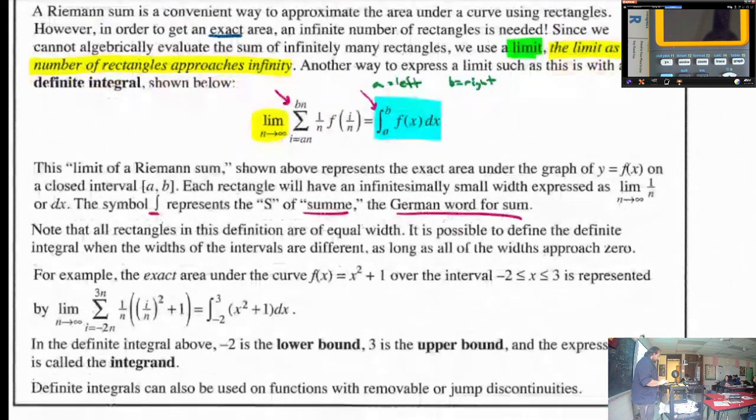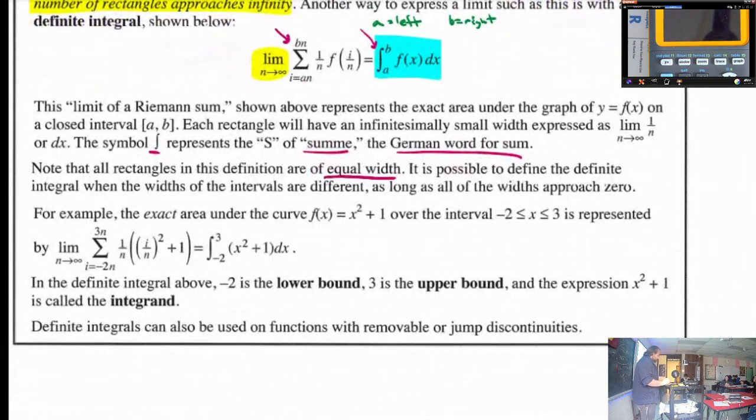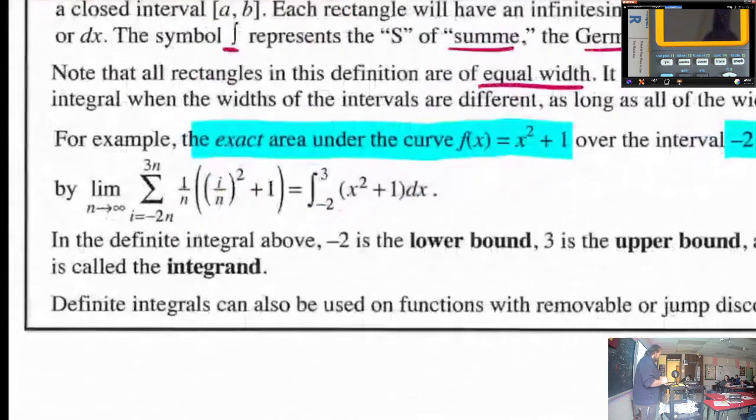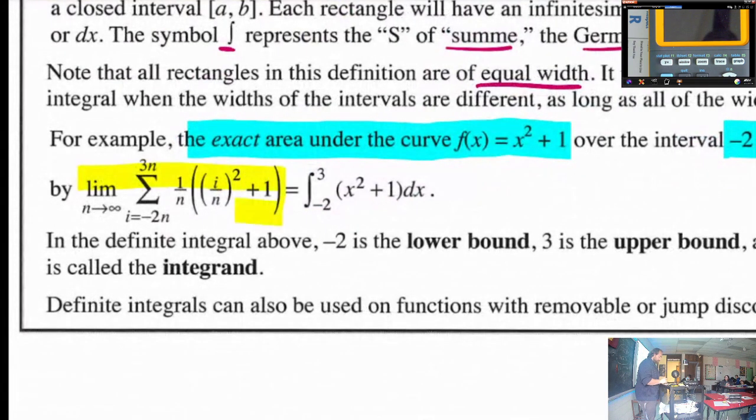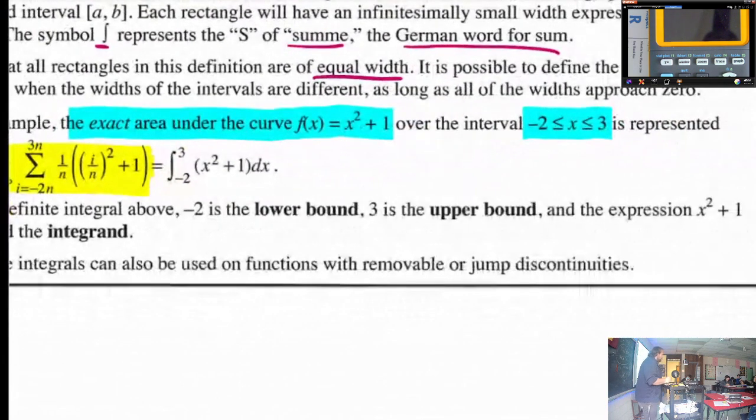A couple other notes. All rectangles are of equal width. And for an example here, you'll see how easy this gets. If I want to find the exact area under the curve of this function f of x is x squared plus 1 over the interval from -2 to 3, you could write all of this nonsense over here on the left. That's ridiculous, though. You could write all that, or, and the sooner you can get used to this notation and start reading it as you write it, the better. This is the area under the curve from -2 to 3 of x squared plus 1.